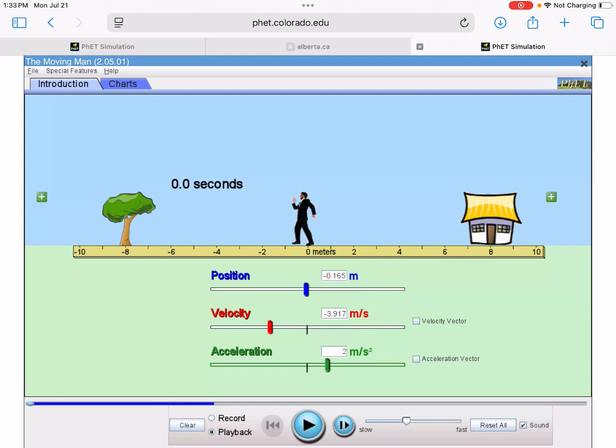Aha, look at that, right? I'm going to do it again with the vectors on so you can see the acceleration vector is in green. It's to the right at 2 meters per second each second. The velocity vector is to the left. It's starting out at 4 meters per second. Let's watch it again.